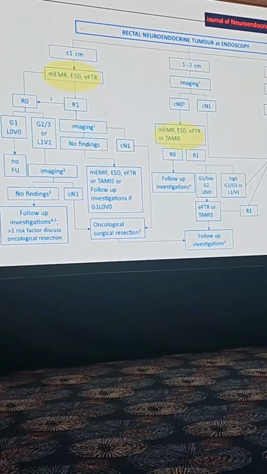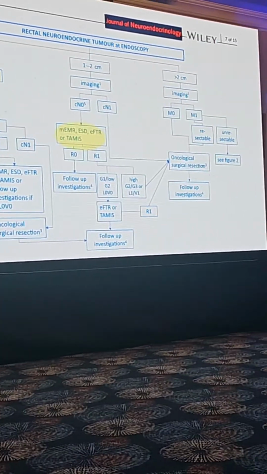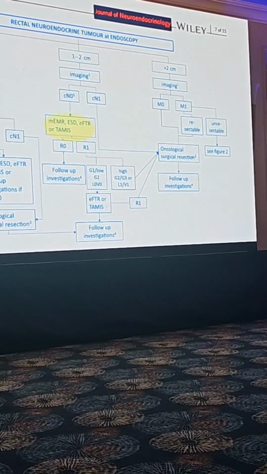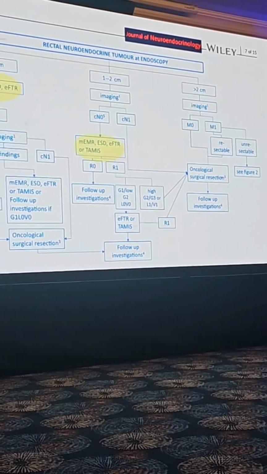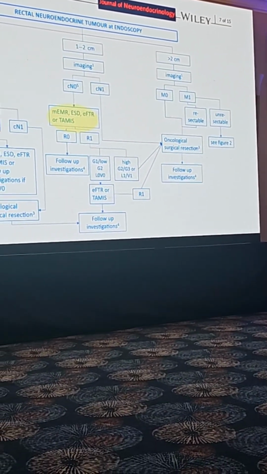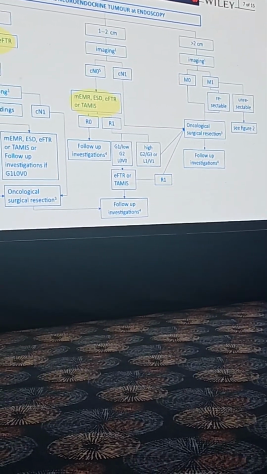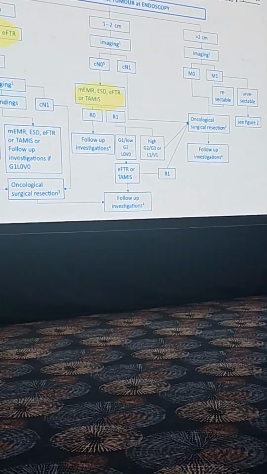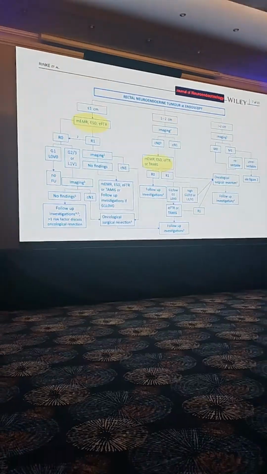1 to 2 centimeter, modify the MR, ESD or FTR. We don't support that, but in some centers where there is no expertise, that might also be the case. And for 2 centimeter, you don't touch them. What if you have an R1? That depends on the type of net you have. Hopefully there is no lymph node metastasis, because otherwise you shouldn't have touched that net. You should have gone directly for surgery.